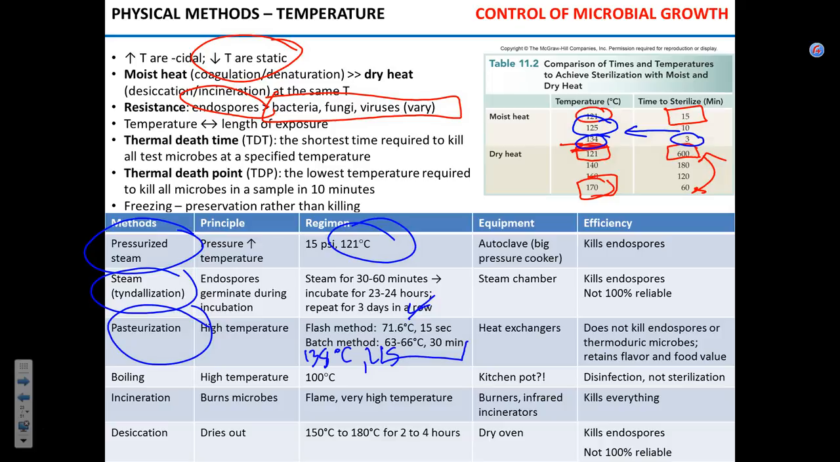Sorry, I went totally blank. Oh, yes, boiling. Sorry, boiling, not sterilizing. So out of these four methods of the moist heat, only one is 100% sterilizing, the autoclave.